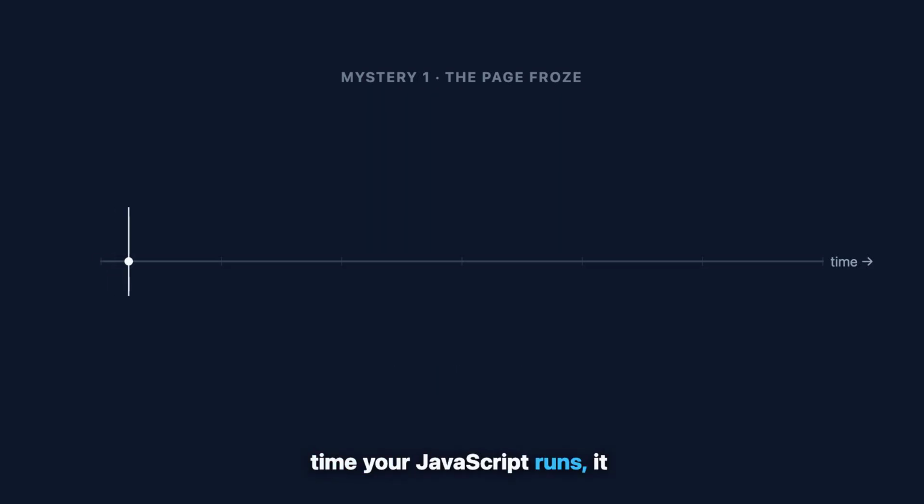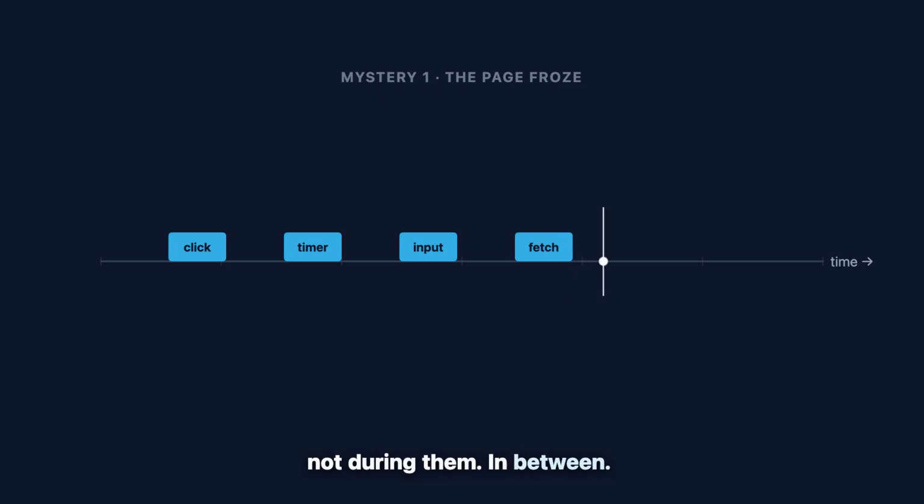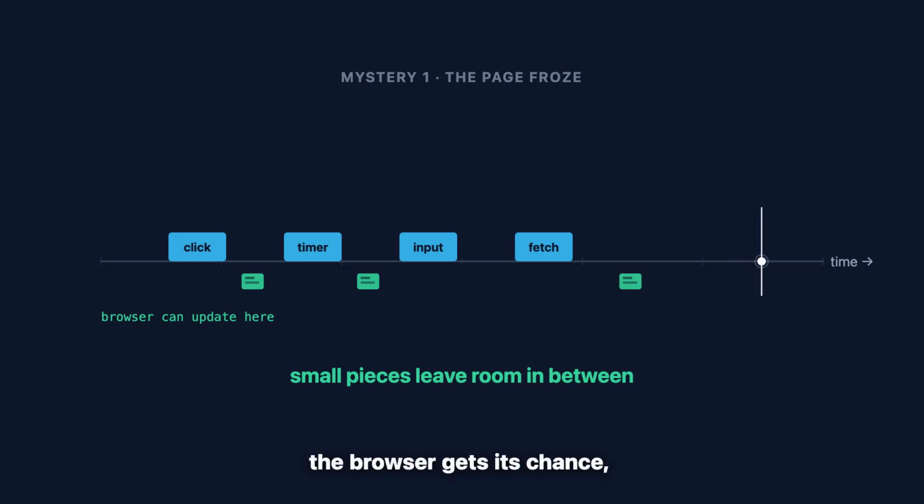Every time your JavaScript runs, it takes up a piece of that line. Here's a small one. That's the browser handling a click. Now, here's the part that matters, and it's the part most explanations skip. Updating the page, working out the new layout and putting fresh pixels on your screen is something the main thread does in between those pieces, not during them. In between. I'll mark each of those moments underneath the line. When the pieces of JavaScript are small, there's room between them, the browser gets its chance, and the page keeps up with you. That's what a page that feels alive actually looks like.